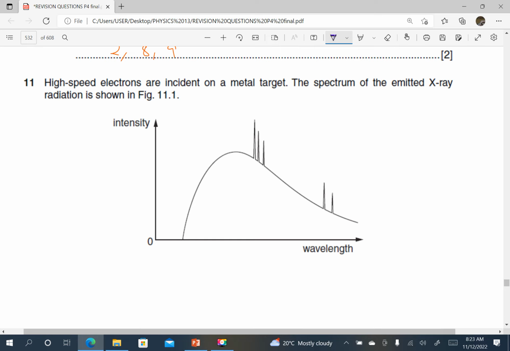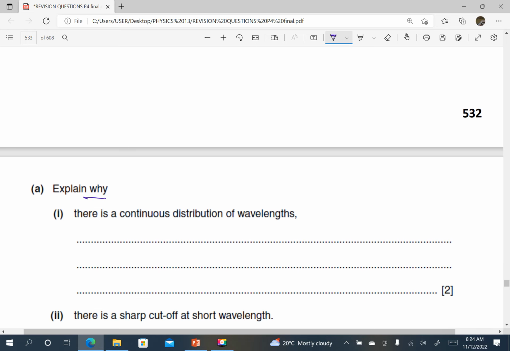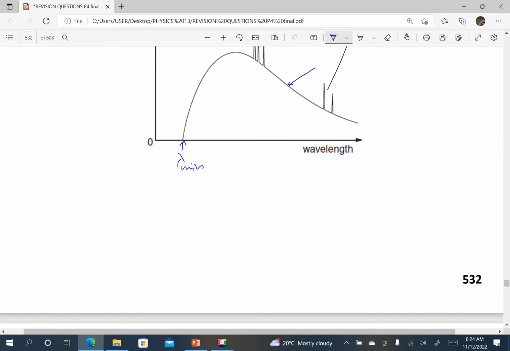You must have noted that it has three important features. We have the background radiation, we have the sharp peaks, which are superimposed on the background radiation. We call this one the line spectrum. And we have what we call the cut-off wavelength, which is the minimum wavelength corresponding to the highest energy or the maximum frequency. So explain why there is a continuous distribution of wavelengths. Why do we have a wide range of wavelengths starting from a minimum?